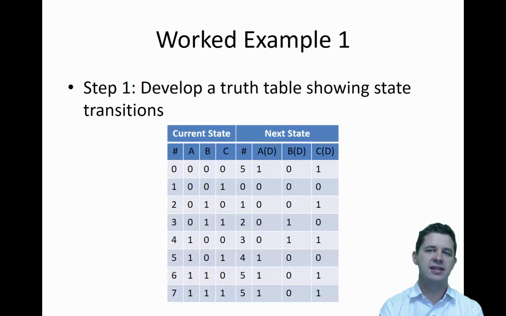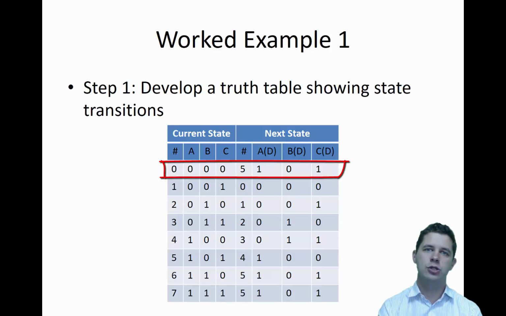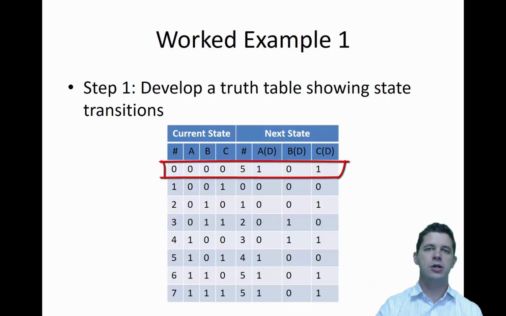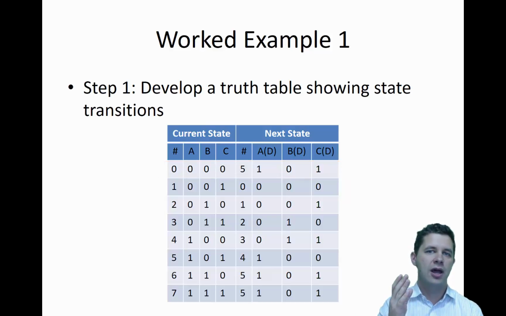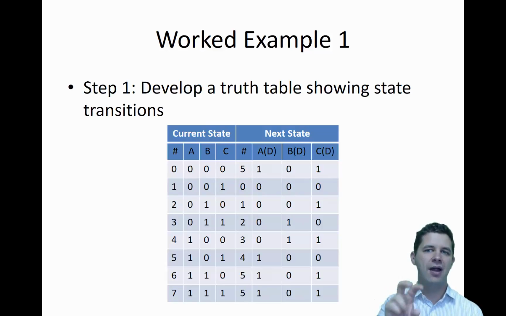So if we're in state 0, 0, 0, state 0, the next state we're going to get to is state 5, because remember, we're counting down from 5 to 0 and then looping back to 5. Likewise, if we're in state 1, so 0, 0, 1, the next state that we're going to be going to, and the next values that are going to be going into those flip-flops, will be 0, 0, 0, state 0. So we can write that in our current state and our next state in our truth table.